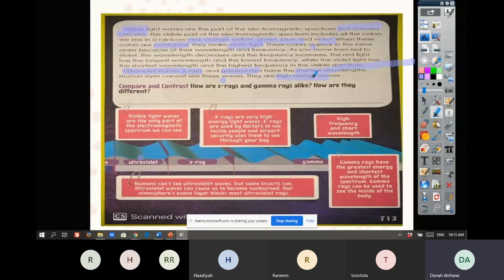But why do we use it? Now, the visible wavelengths are those that we can see. Only these we can see.